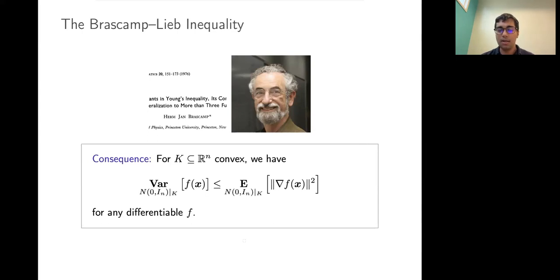And so in the previous slide, I was talking about the test function as the squared norm of samples. So when you plug in f of x equal to the sum of x_i squared, you get exactly the variance of this on the left-hand side of this consequence. And on the right-hand side, the gradient of f is going to be 2 times the vector x. And so the norm squared is going to be 4 times the squared norm of x.